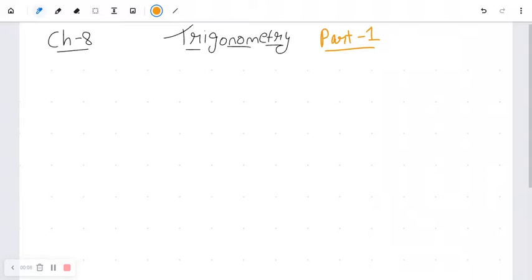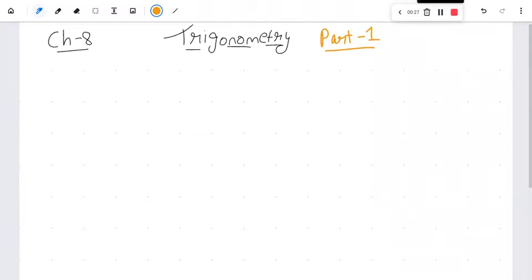That is trigonometry. This chapter is quite important and it's coming in your midterm, so I thought let's start with this chapter. Today is part 1. We are going to understand some trigonometric ratios and we are going to do exercise 8.1 questions number 1 to 5. So let's get started.